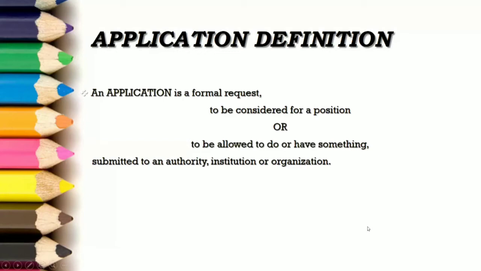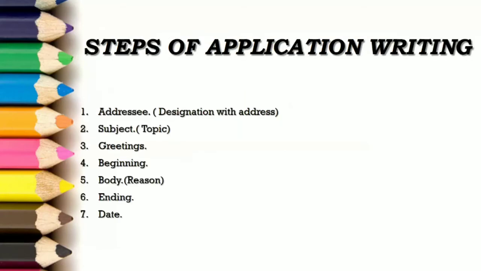So we have seen the definition of application. Now we are going to see the steps of application writing. First one is addressee. Who is the addressee? Addressee is the person or institution to whom you are writing the application, to whom you are addressing. Addressee is the person or organization or institution to whom you are writing your application.